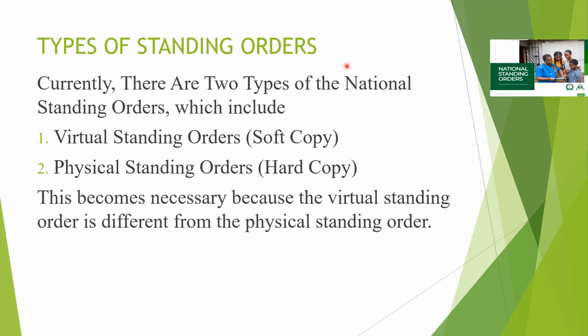So, types of standing orders. Currently, there are two types of the national standing orders. One, the virtual standing orders, which is a soft copy. It comes in PDF format, which we can view through the phone, through a system, laptop or desktop, whichever. But it is a soft copy document of the National Standing Order. Then two, we have the physical standing orders, which is a hard copy. That one is already bound and it carries its own weight. This becomes necessary because the virtual standing orders is different from the physical standing order.